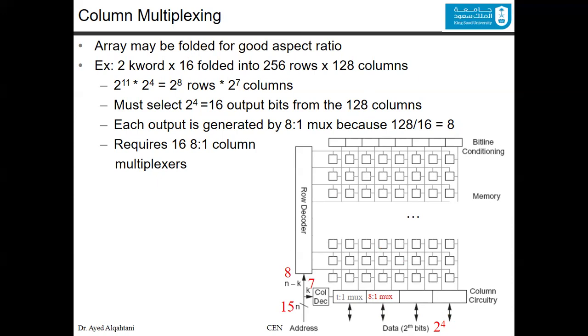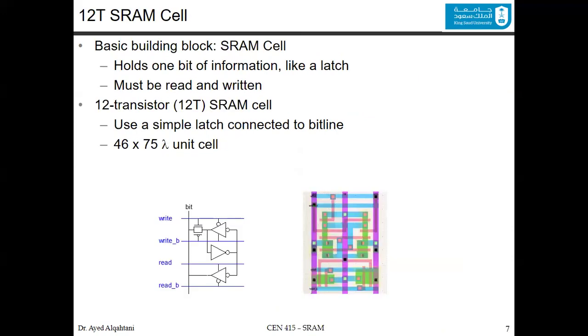Now, after checking this array, we will focus on each part of the array. We will talk about the cell. We will talk about the decoders. We will talk about the multiplexers, and we will also talk about the bit line conditioning, starting by talking about the cell itself. So there are many designs.